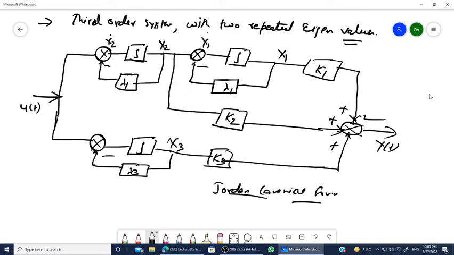If, let's say, x1 is not linked with the output, for the moment, let's say this is disconnected. So if x1 is not linked with the output, it means x1 is not observable, right? X1 is here not observable at the output yt.